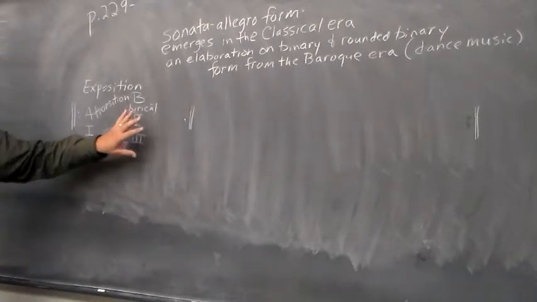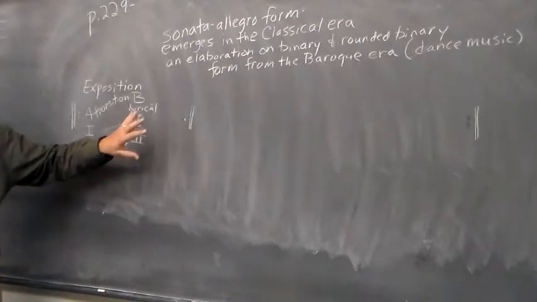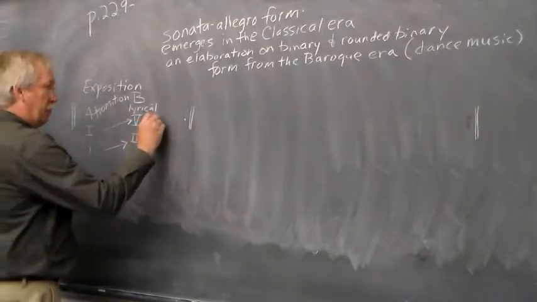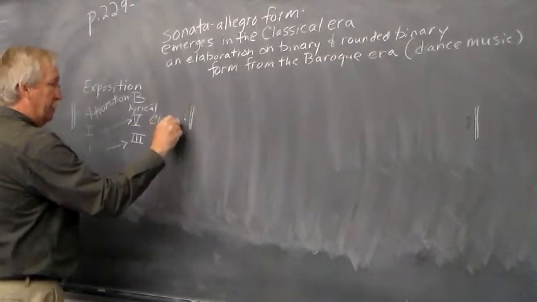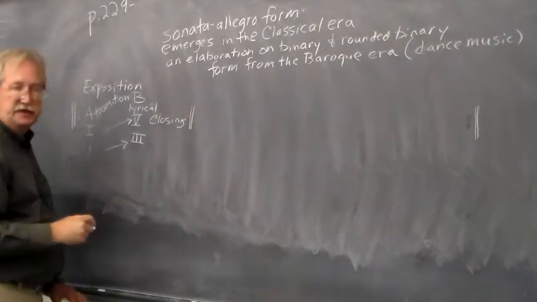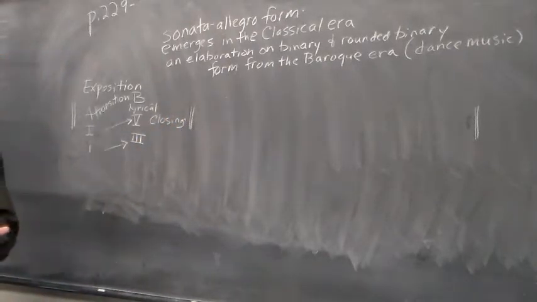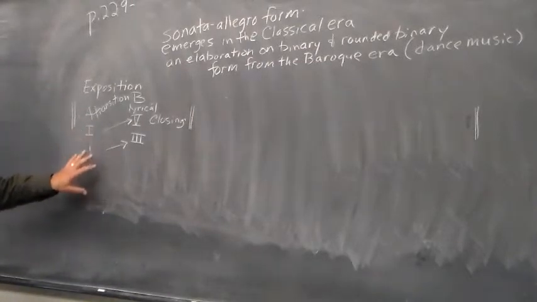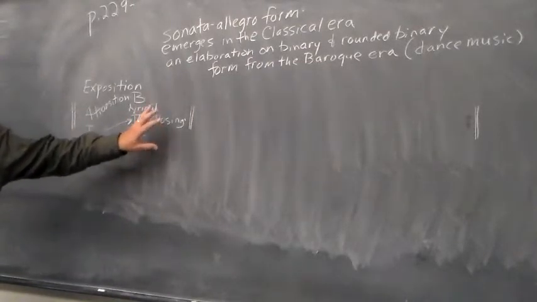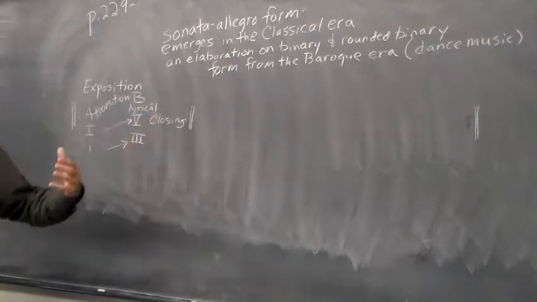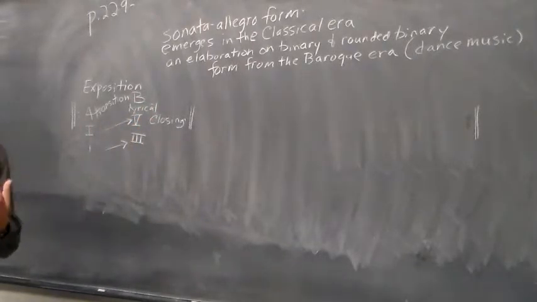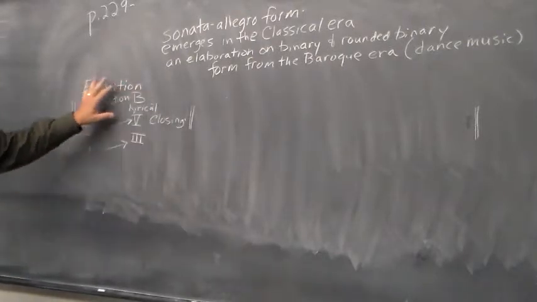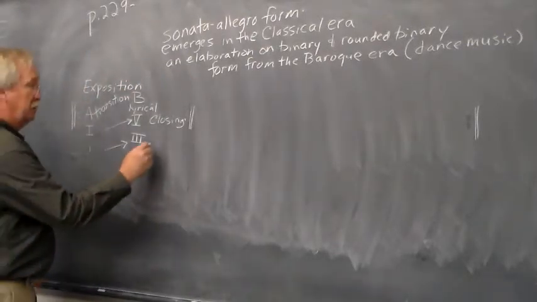And then at the end of the exposition, you have a fourth section that's called the closing section. Sometimes you'll have a new theme there. Usually it references the material from the beginning of the movement. Usually it's very brilliant, very loud and exciting, and it brings the exposition to a real strong conclusion. And then that would be repeated.